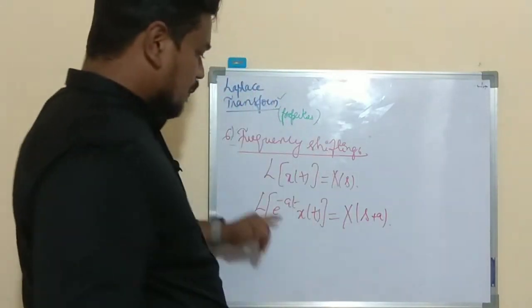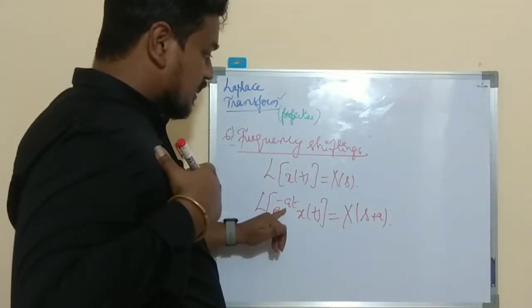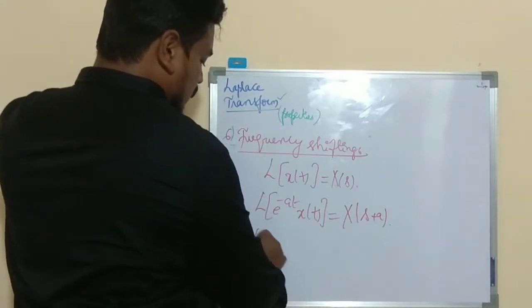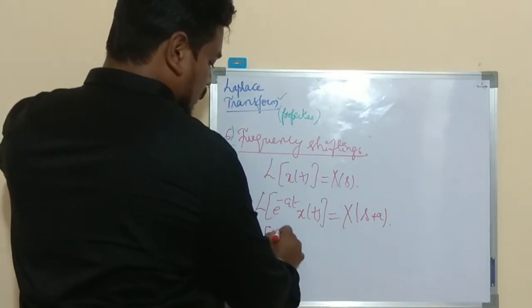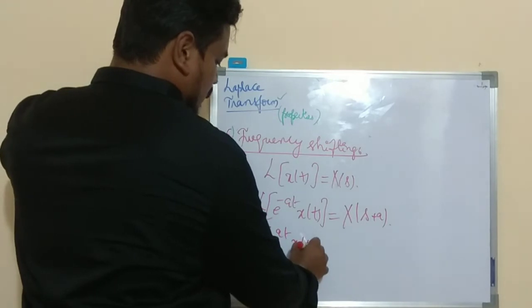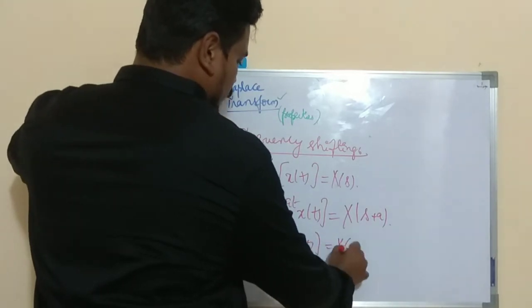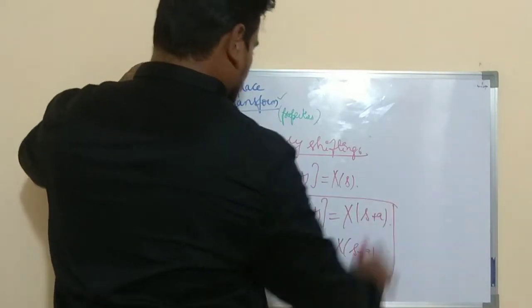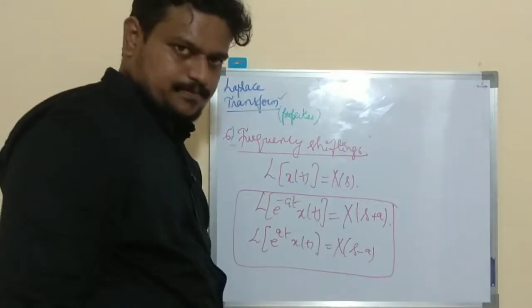So instead of minus a, if you have plus a here, then it will be s minus a. That is also what I am writing here. So the Laplace transform of e power at into x of t becomes X of s minus a. So this is about the frequency shifting property.